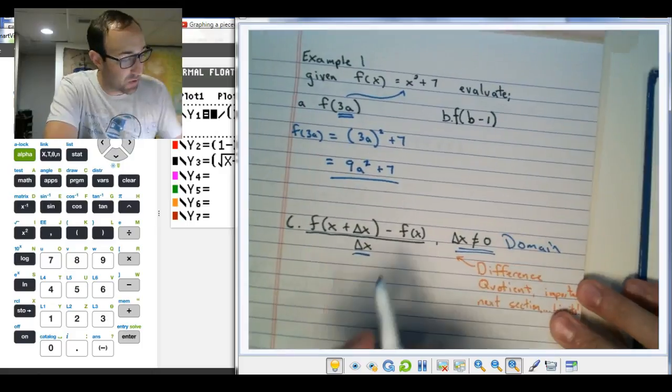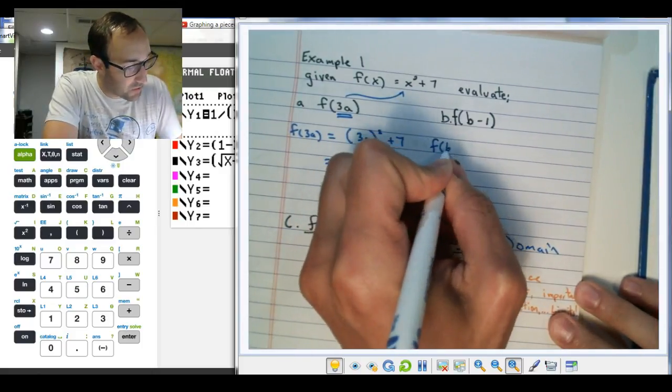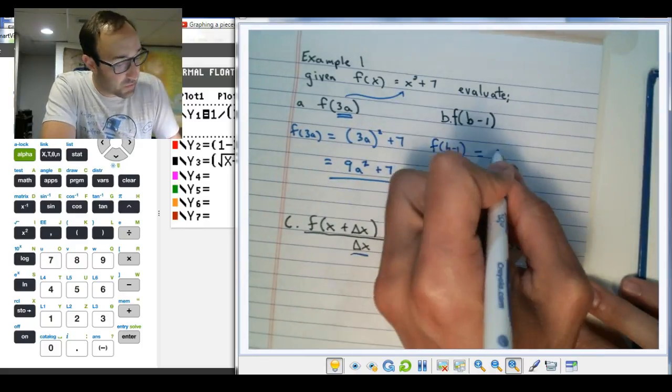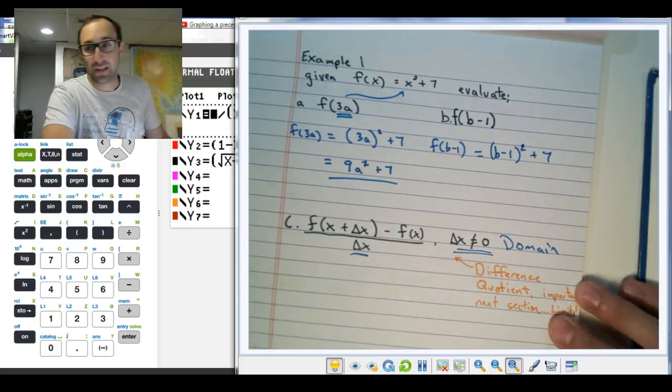All right, next we're going to do b, so that's going to be b minus 1. So we're going to say f of b minus 1 is going to equal, we're going to replace x squared with the b minus 1. So we're going to say (b minus 1) squared plus 7. And we're not going to leave it like that.